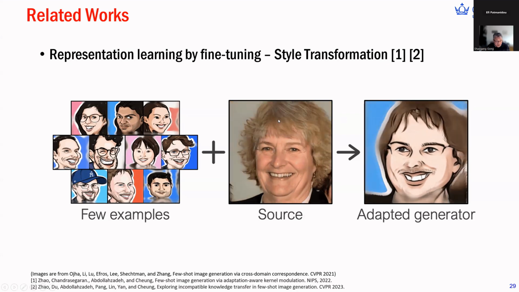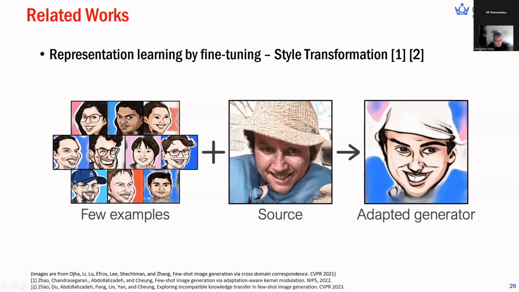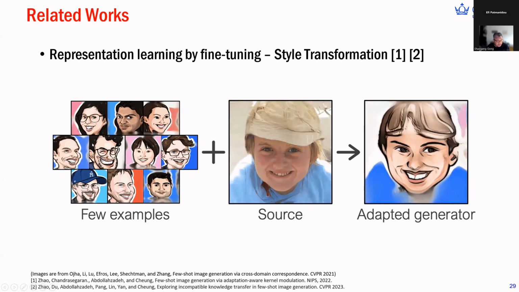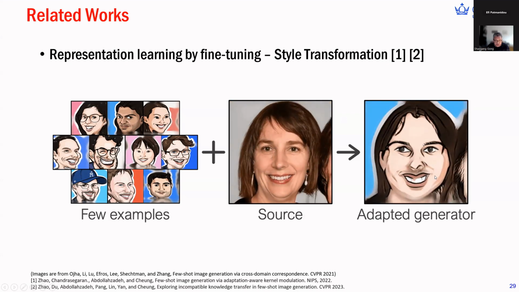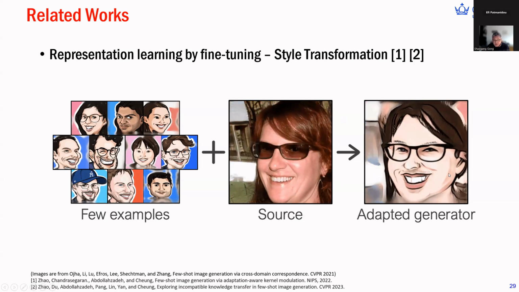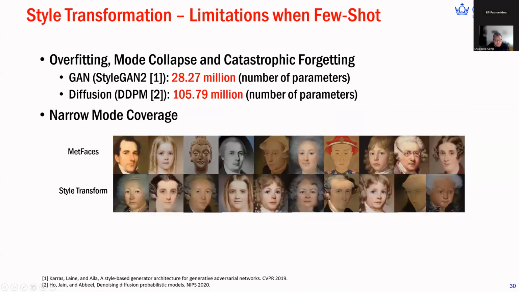And so these examples are facial images of real photos, and you want to adapt to a cartoon domain. So the target domains are cartoon drawings rather than photos. But most of those models suffer from overfitting, and the model tends to collapse or suffer from catastrophic forgetting.